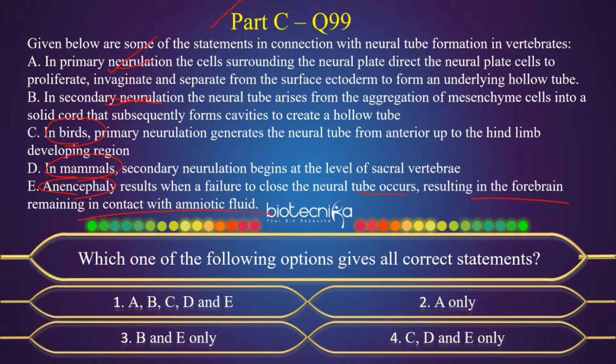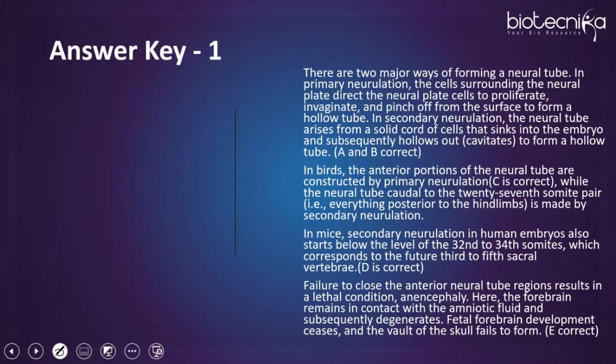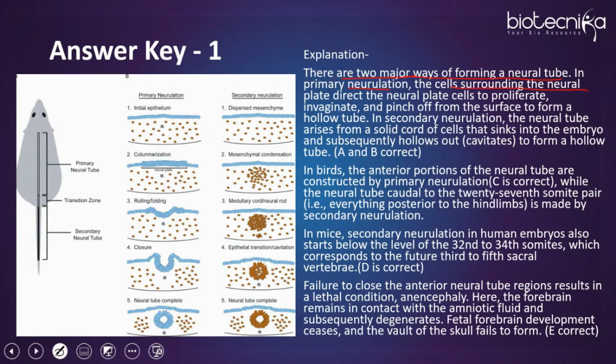Okay, coming to the question, primary and secondary neurulation. Let me show you the process. There are two major ways of forming a neural tube. So in primary neurulation, what happens? The cells surrounding the neural plate direct the neural plate cells to proliferate. Basically, this is the back side, that is the dorsal side. This is mammals, and they have asked what happens in mammals and birds. See, up to somewhere it is primary, then there is a transition zone, then from somewhere it is the secondary neural tube. So the process of formation is different, that's all.